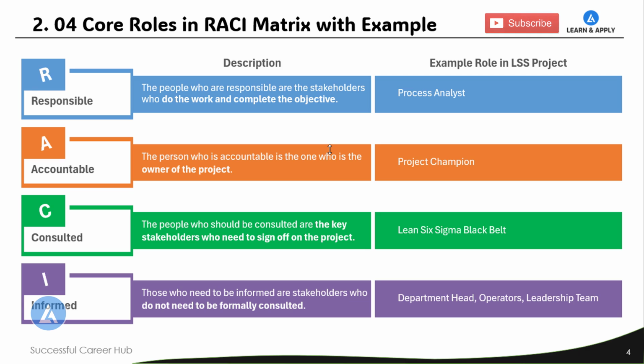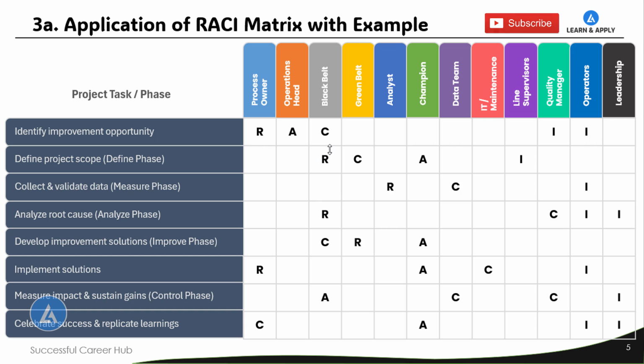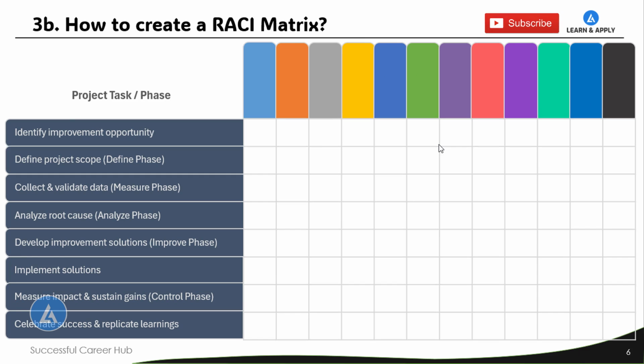With understanding of these 4 core roles, now let's move to the next point, which is application of RACI Matrix with example. We are going to continue the Lean Six Sigma project to understand this RACI Matrix. For this example, the RACI Matrix will look like this. Now let's go into the detail and understand how to create this RACI Matrix. Step number 1 is to list all key project tasks on the left hand side.